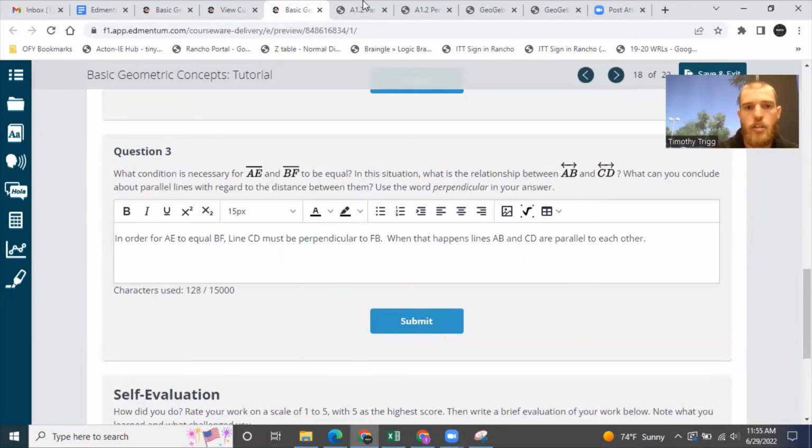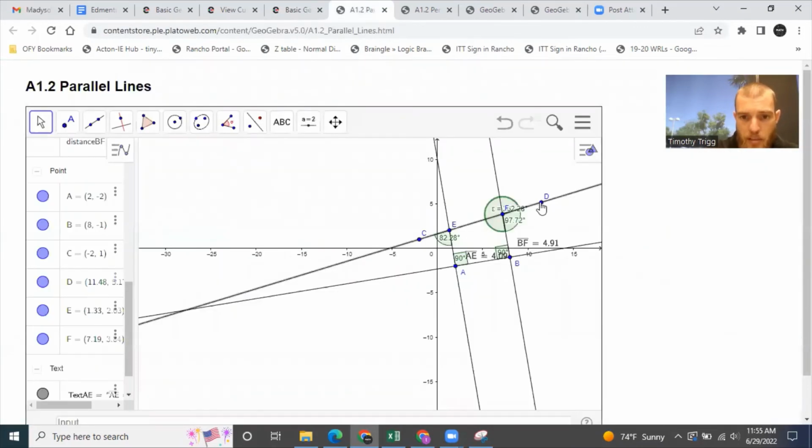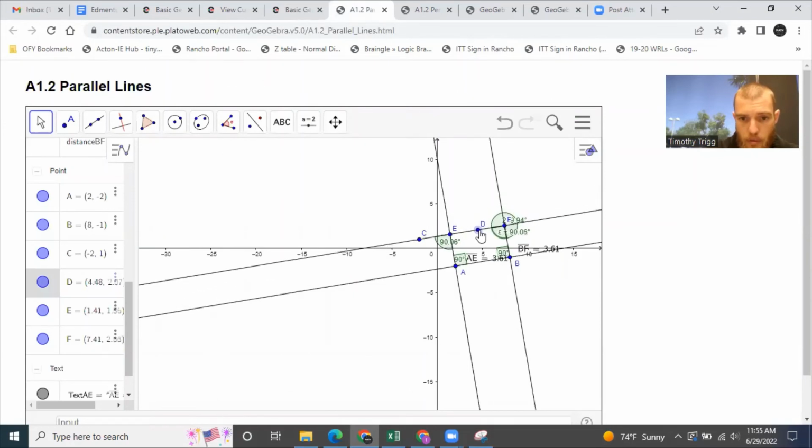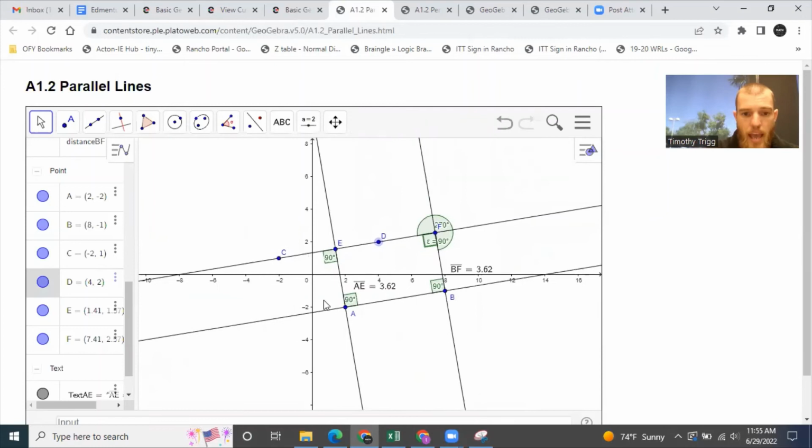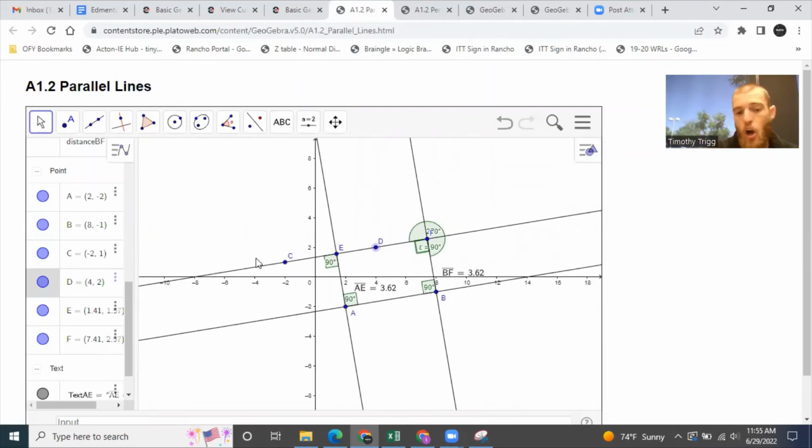Okay. And you can see that here, that when I make this such that it's perpendicular, such that these are all 90, notice that AB and CD are actually parallel to each other now, right? And the distance here between FB and EA, they're the same length. Okay.